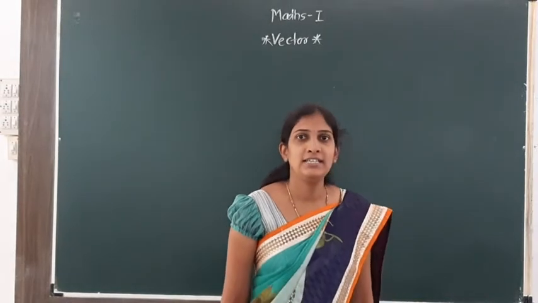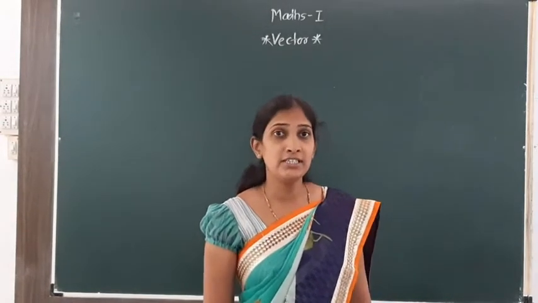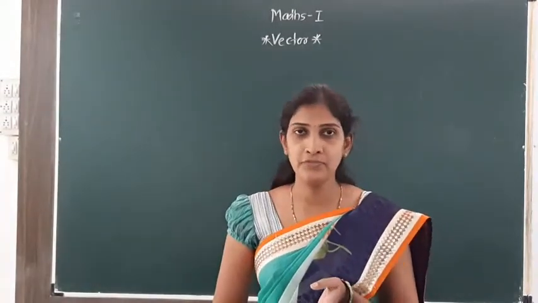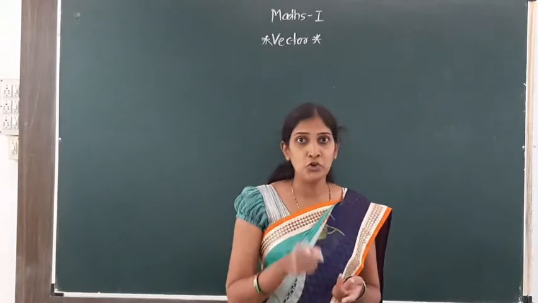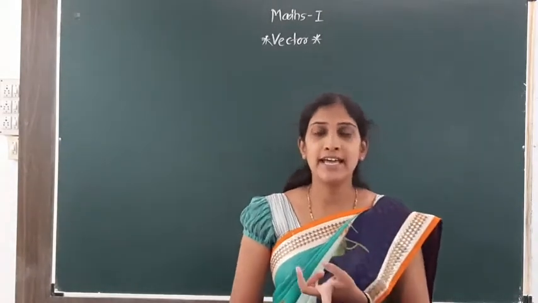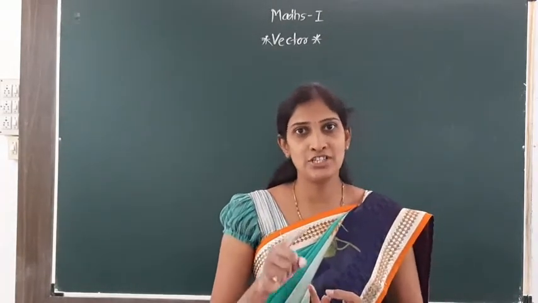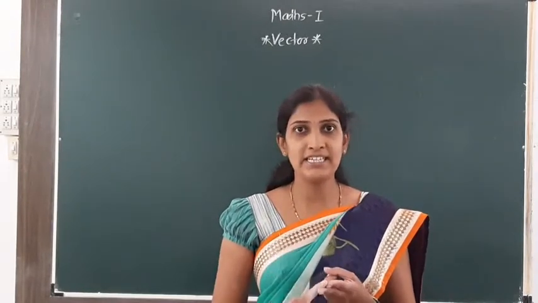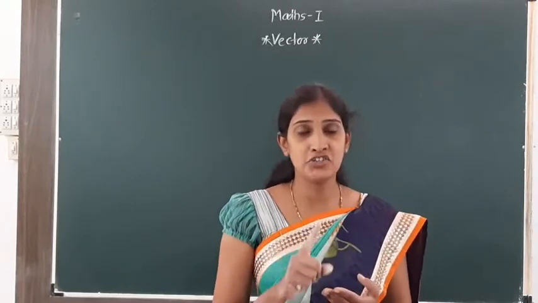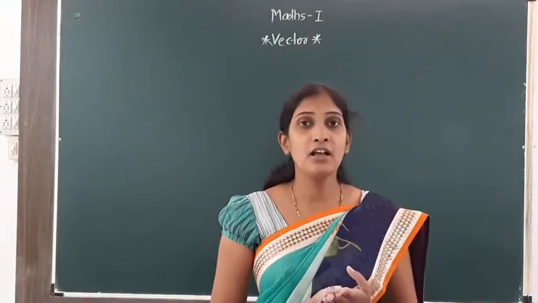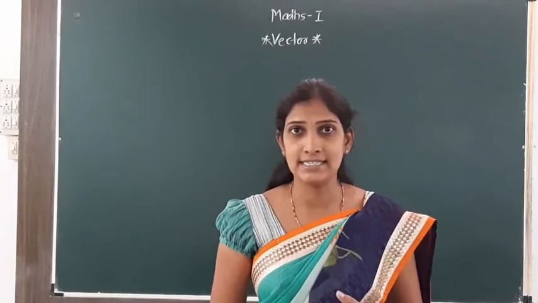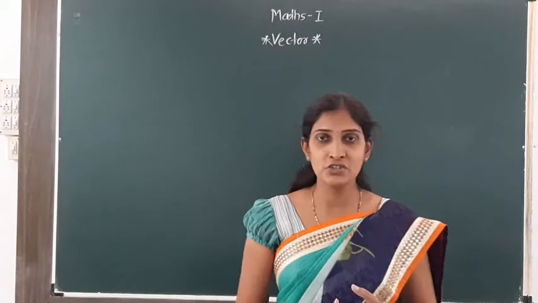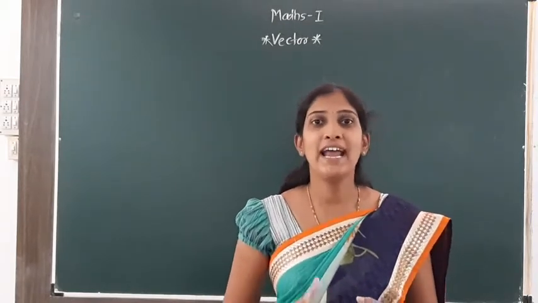Hello students, in the last lecture we studied direction angles, direction cosines and direction ratios. What you have to remember is that direction cosines are unique. They are cos alpha, cos beta and cos gamma. The direction angles are alpha, beta and gamma, which are made with the positive direction of the x-axis. And next, direction cosines of i cap, j cap and k cap.